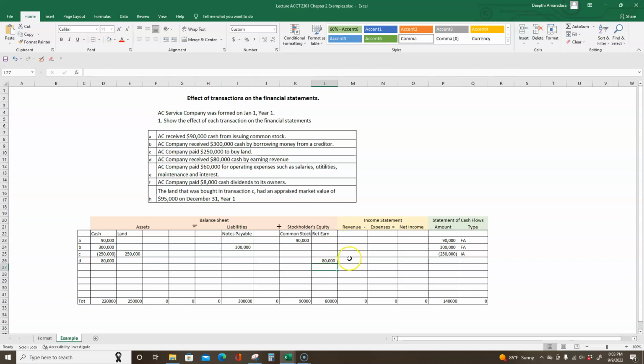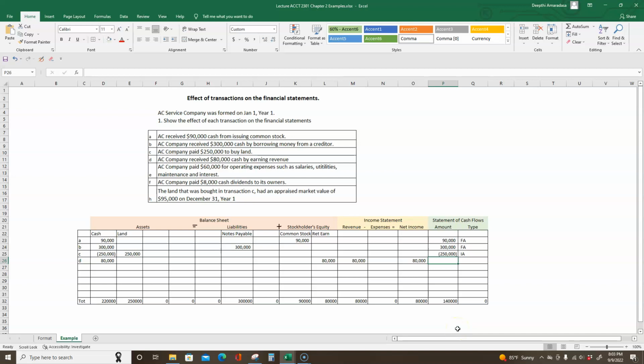So what happened to revenues? We know that revenues increased, so I'm going to put $80,000 in the revenues column of the income statement. And then expenses, no. But what effect does revenue have on net income? Revenues have the effect of increasing net income because we know net income is calculated by taking revenues minus expenses to equal net income. So net income increased $80,000 as a result of this transaction.